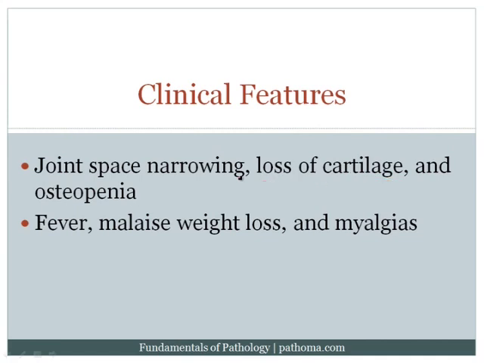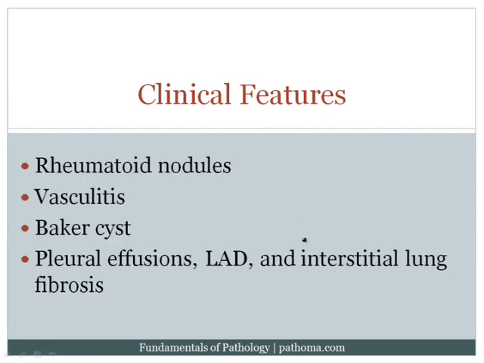And you can also get osteopenia because the inflammatory process will also begin to wear away at the bone underneath the cartilage. Patients will also have signs and symptoms of an inflammatory process because, again, this is a systemic autoimmune disease, so fever, malaise, weight loss, and myalgias will also be seen. Other clinical features that are important, rheumatoid nodules are present.